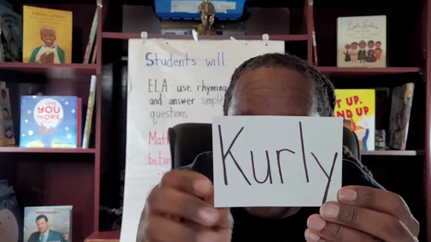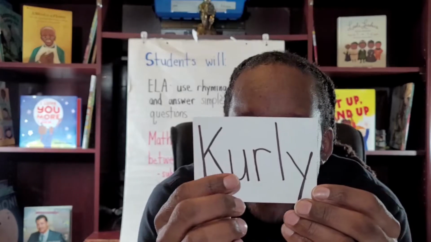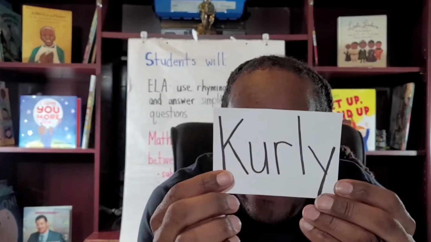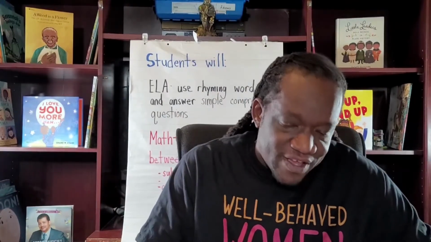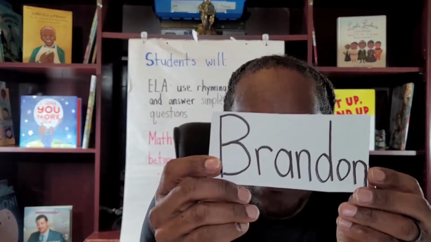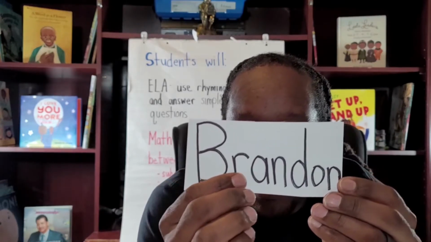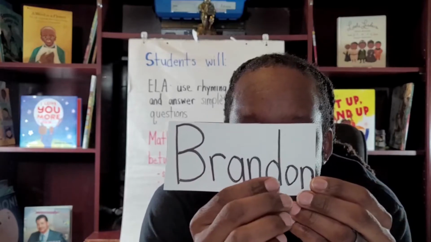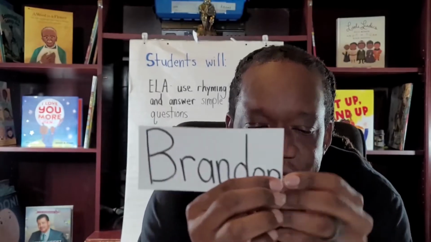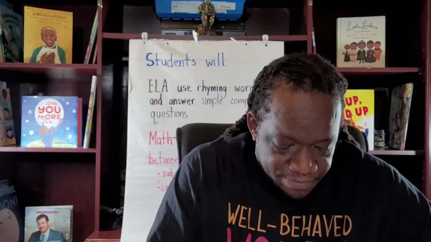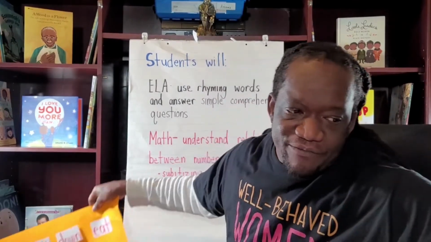And whose name is this? Curly. That's right. I think Kimberly knows Curly and Wesley. Let's spell Curly. K-U-R-L-Y. K-U-R-L-Y. Hi, Curly. And whose name is this? Yes, that is Brandon's name. Let's spell Brandon. B-R-A-N-D-O-N. B-R-A-N-D-O-N. Hi, Mr. Brandon.